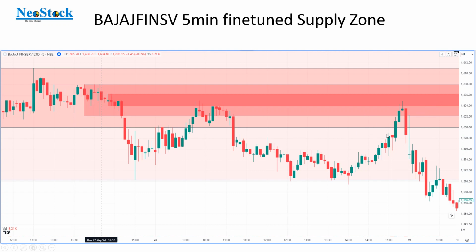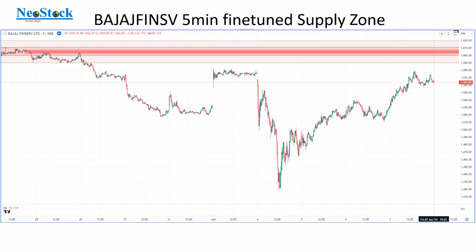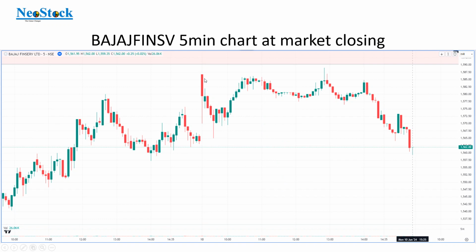But what happened in today's trading session, that we have to see. So this is the complete picture before we start the next trading session. Now let us see in the market what happened, live market on this day. So this is the chart during the live market in today's trading session, that is the 10th June trading session.